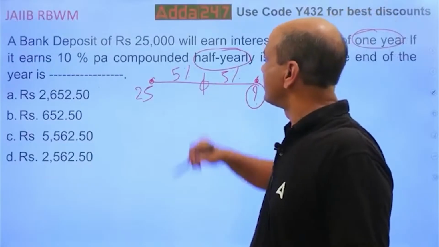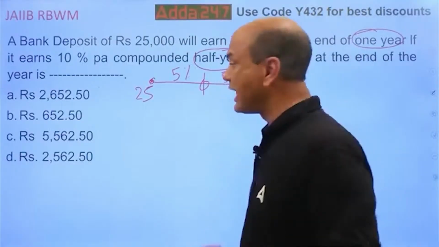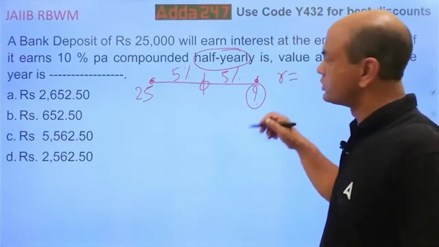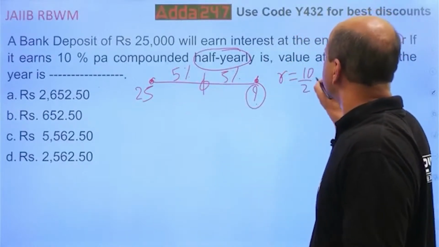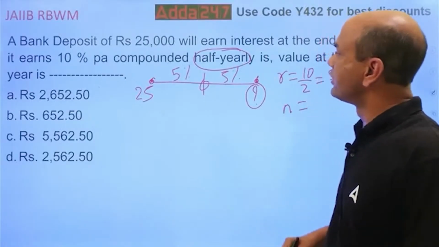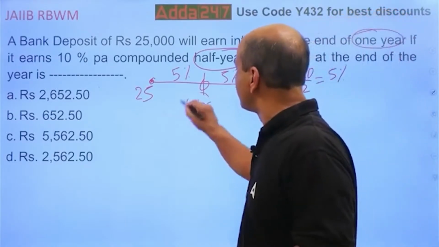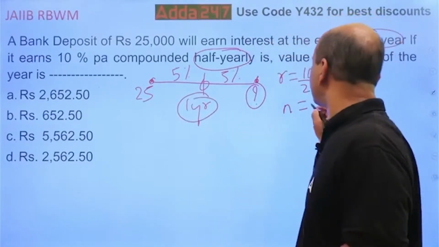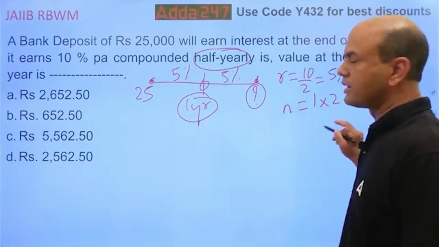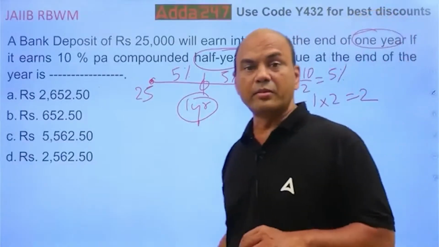Here we are doing the compounding in between. So whenever you are compounding half yearly, your R will be whatever R is given upon 2. So 10 upon 2, that is equal to 5%. And your N, the total period, is 1 year, so N will be 1 into 2. Whatever number you divide for R, the same number you multiply to n. So 2. Now you want the amount at the end of the year.